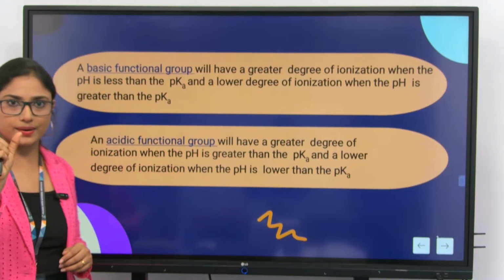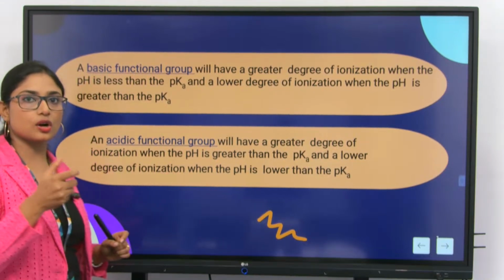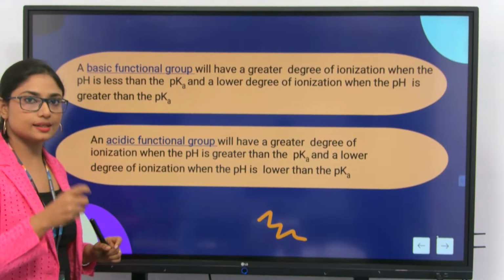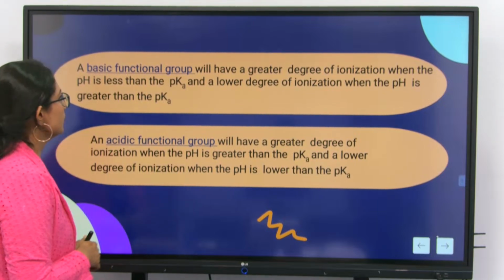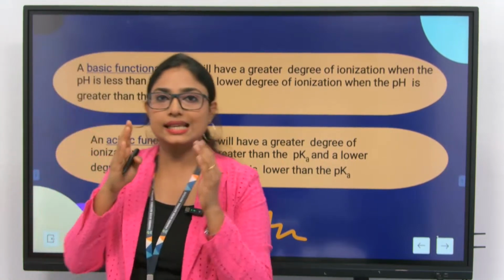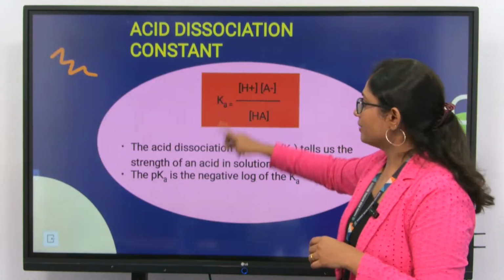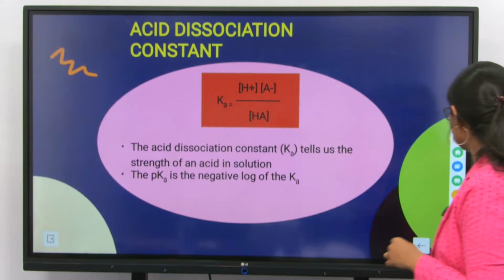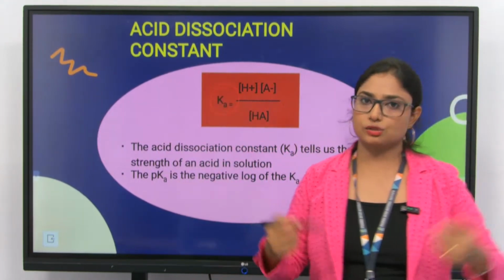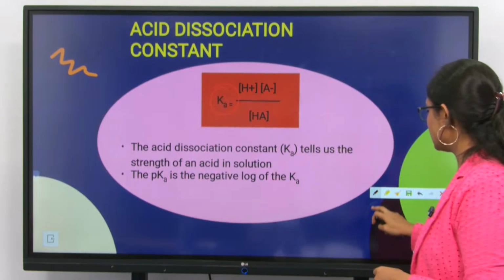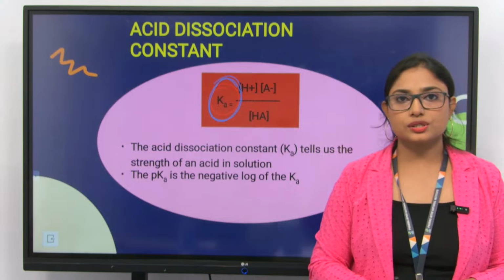Don't forget that, unionized state. So when I take a drug, it should be in a weak acid or a weak basic state to lessen the ionization. Very important point. Now, this ionization is given by Ka, that means dissociation constant. It can be an acid dissociation constant as well as a base dissociation constant. So Ka means it is an acid dissociation constant.